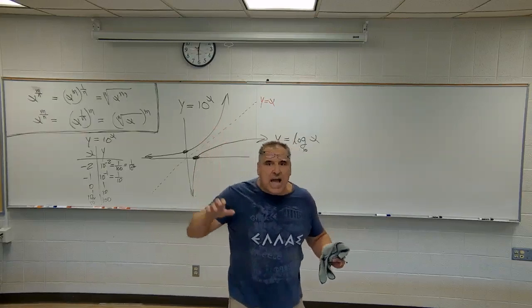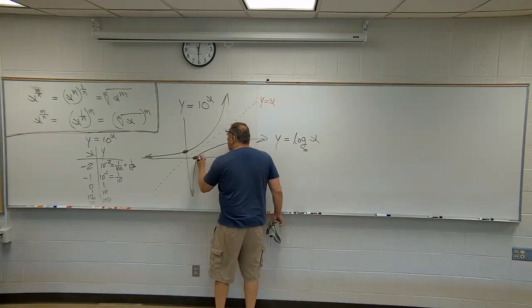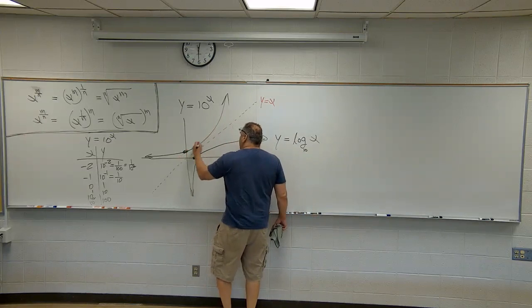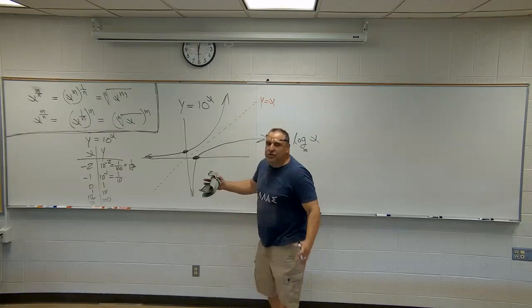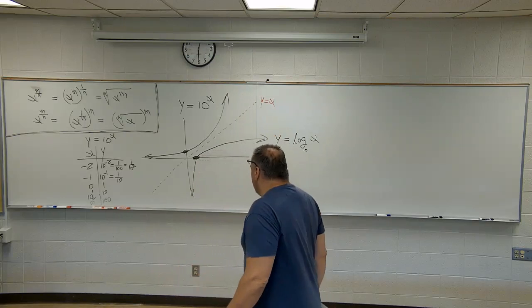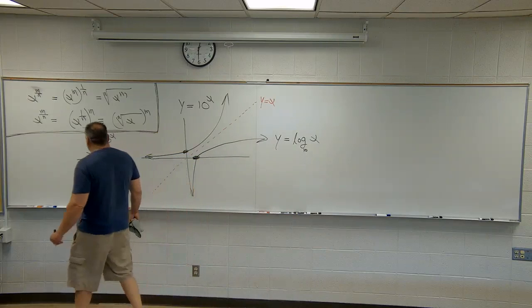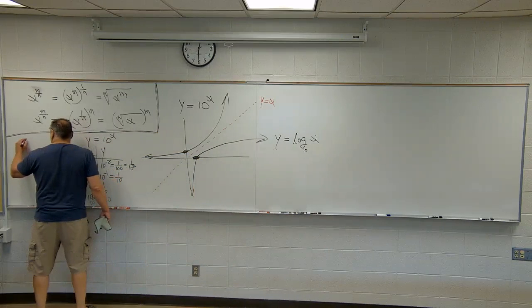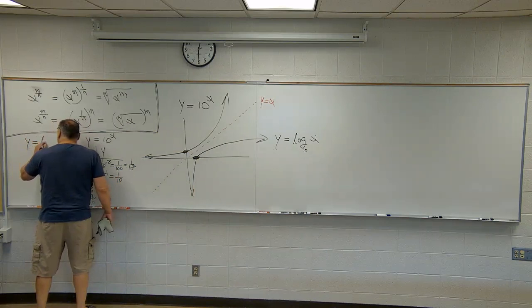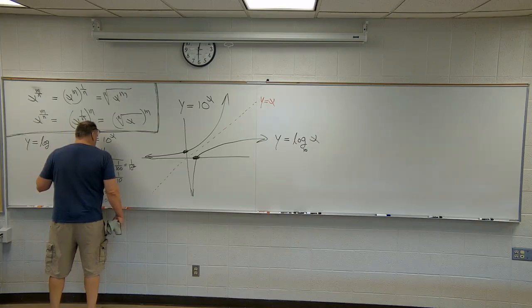10 to the 1 is just 10. At 1, you're 10. At 2, you're 100. At 3, you're 1,000. At 9, you're 1,000,000,000. I didn't even draw this right. It's not even a good scale. But still, this is the general idea. The logarithmic function goes the other way around. The logarithmic function tells you what is the exponent?